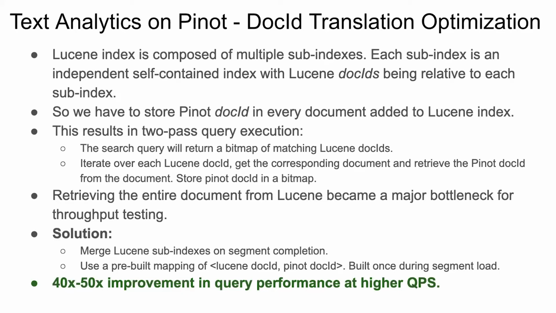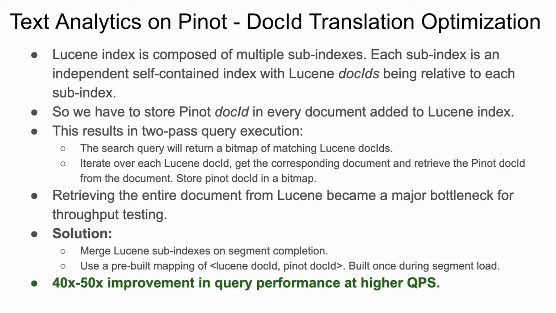Now, this does not work well for Pinot, because Pinot's filter processing engine is based on retrieving a set of doc IDs for a given filter and then either merging them, intersecting them, or doing a union of them with other sets of doc IDs. Since there is no one-to-one mapping between the Pinot doc IDs for the entire table and the corresponding Lucene doc IDs, it breaks our processing.